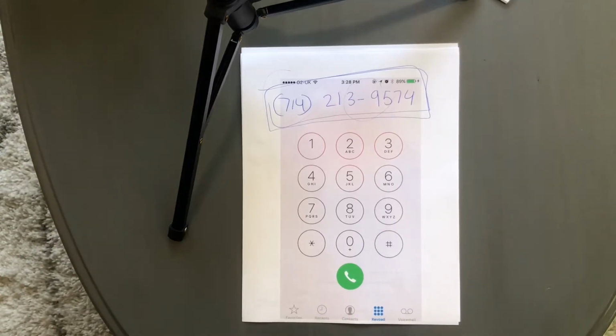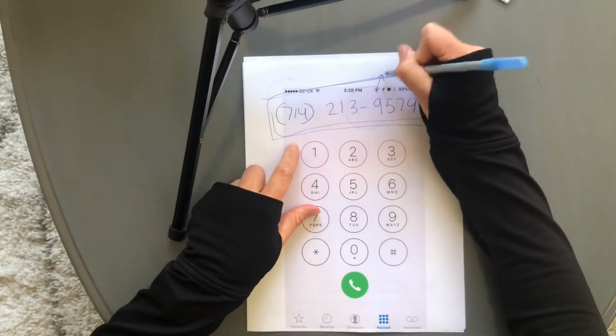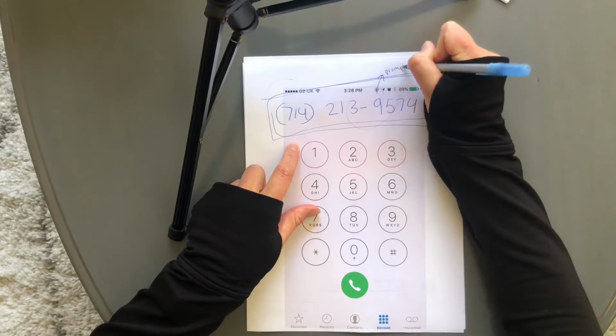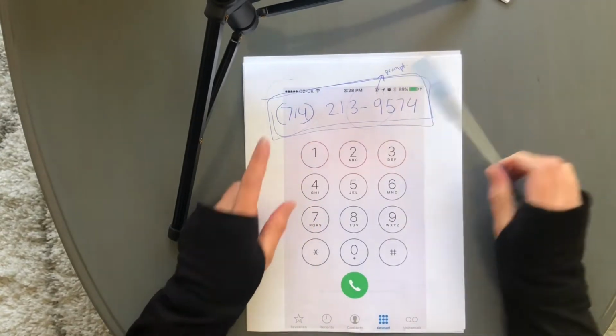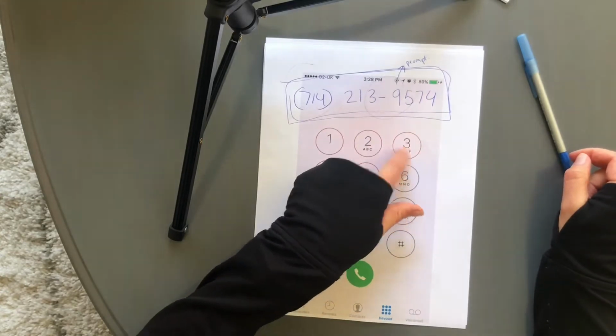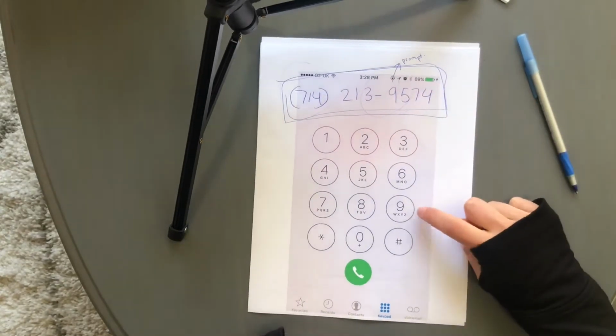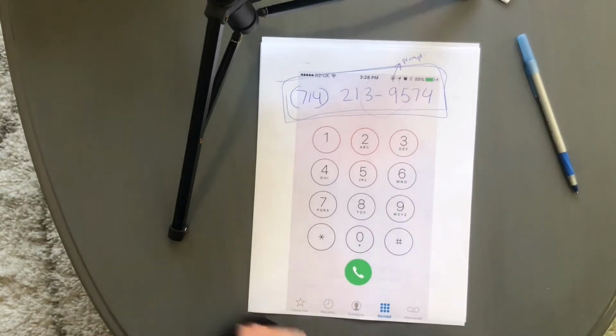Some of the students might know their whole phone number and only need a prompt in one place. For instance, I have a student who might be able to do the whole first 6 digits, 714, 213, and then they start going back to 714. So then a prompt would just be to point at 9 or just say 9. You do as little as possible just to have them practice.